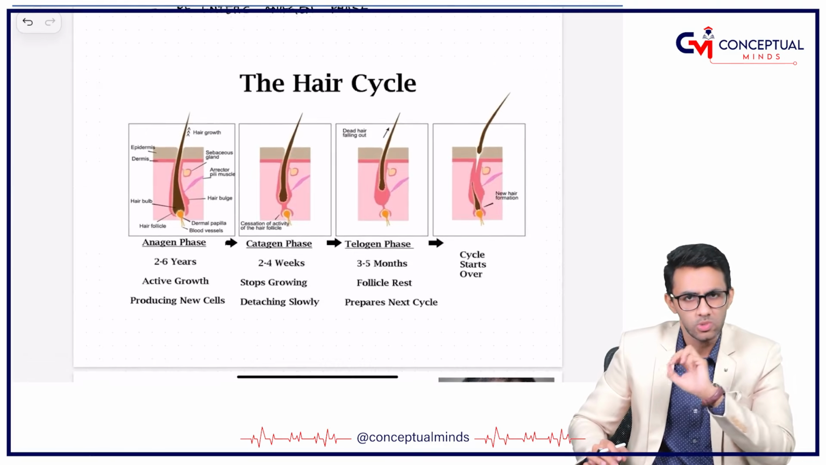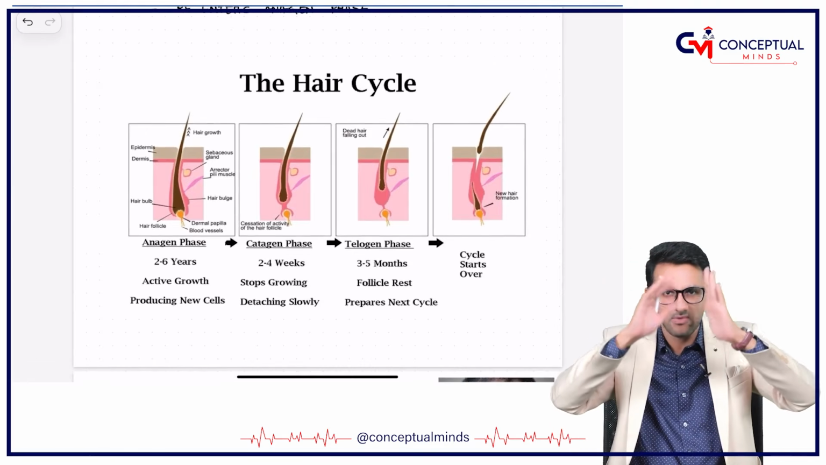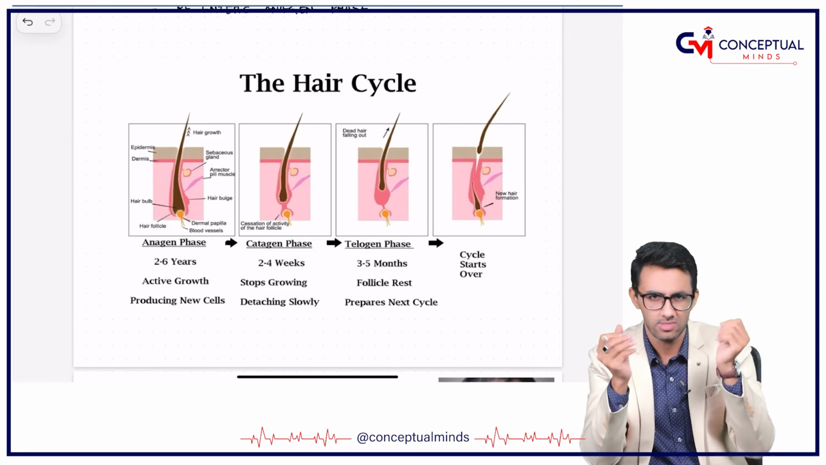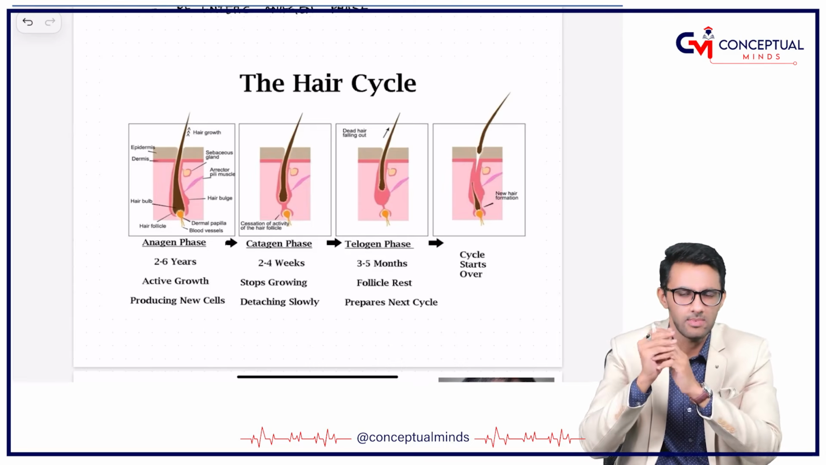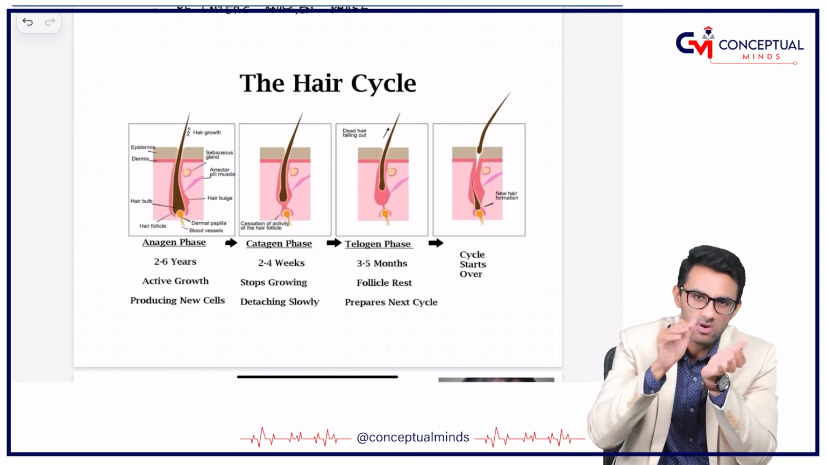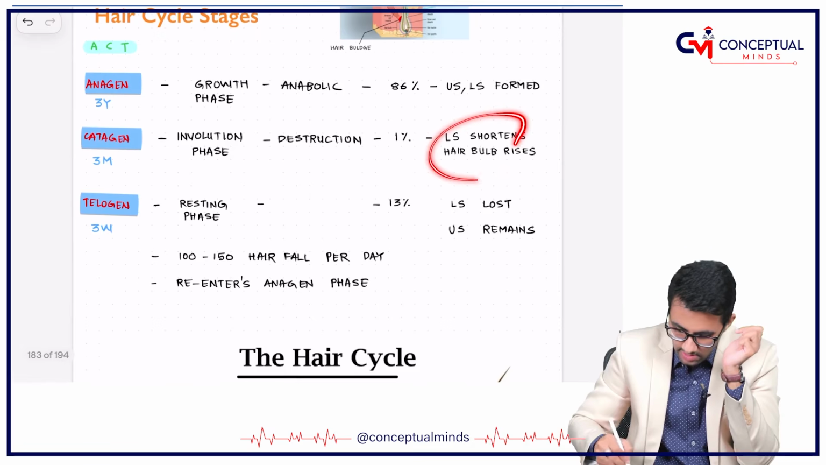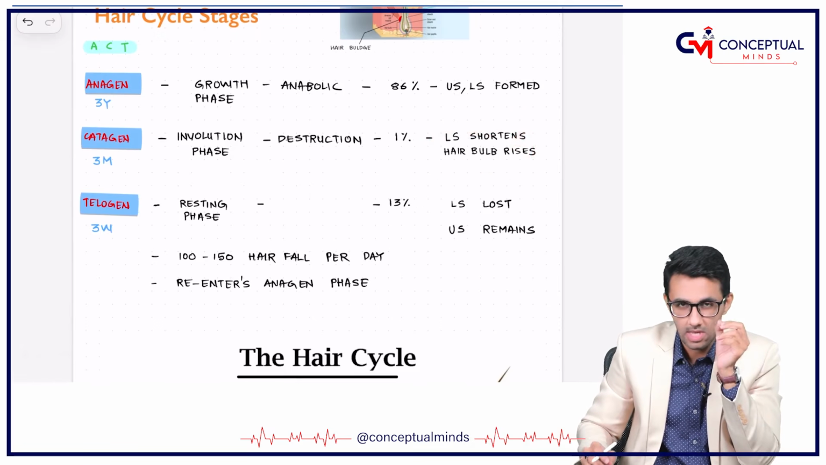If you know the story, it is so simple. The concepts get so simple. You think, okay, I absolutely know the hair cycle. It's not just anagen, catagen, telogen, 3 months, 3 years, 3 weeks and then I'm good with it. No, you should exactly know what is happening in the hair. I hope so far we are good. That is the LS, lower segment shortening.